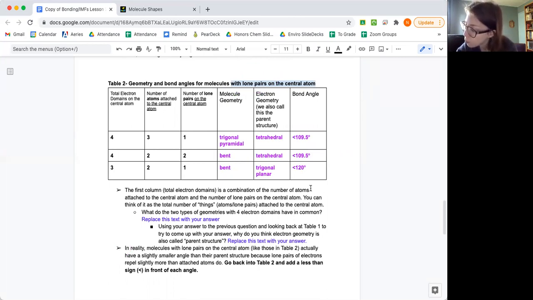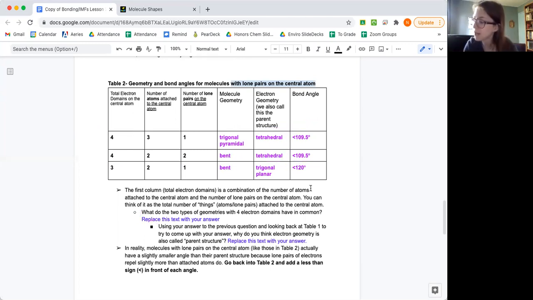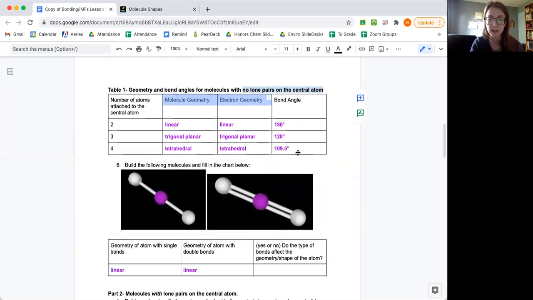Okay. What do the 2 types of geometries with 4 electron domains have in common? Well, these are the ones with 4 electron domains. If I look across those rows, I see that they're both called tetrahedral and they both have the same angle. If you look back at table 1, we can try to figure out this whole parent structure thing. Looking back at table 1, do I notice anything similar? When there are 4 atoms attached, we call it tetrahedral and 109.5. So whatever words you put it in, as long as it was in your own words, you're fine.